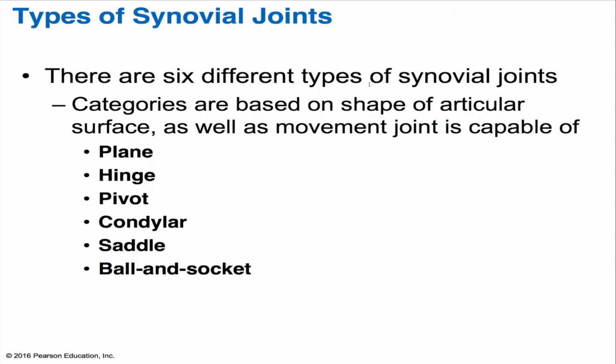In hinge joints, the cylindrical end of one bone conforms to a trough-shaped surface on another. Now, motion is along a single plane and it resembles that of a mechanical hinge. Now, uniaxial hinge joints allow for only flexion and extension to occur.